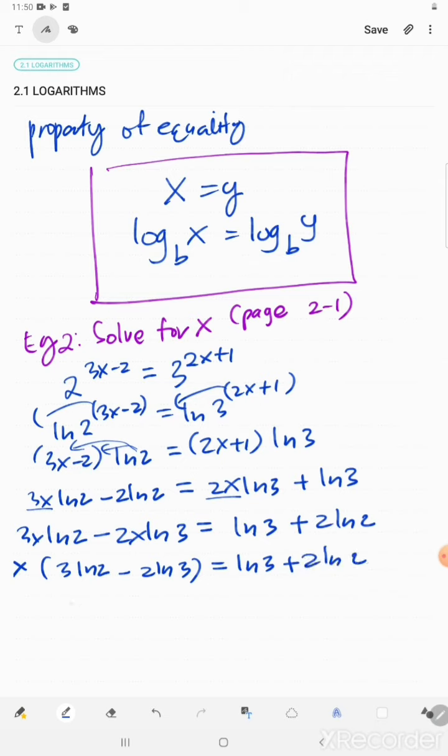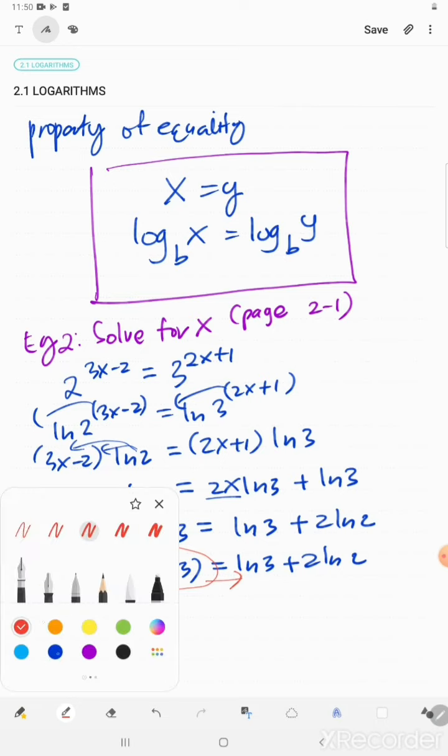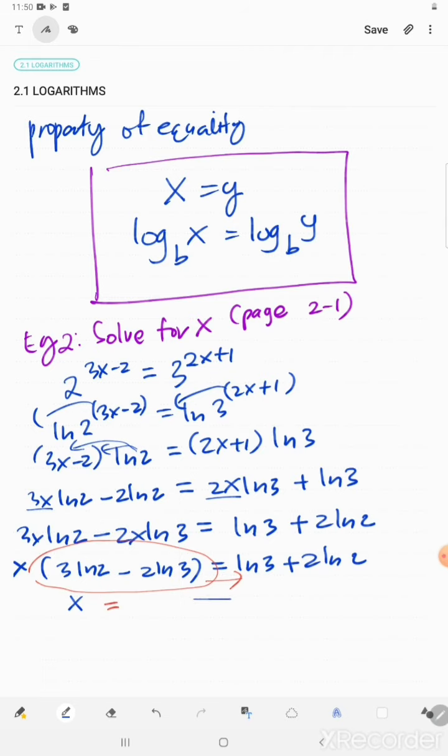Okay, to find the value of x, we bring all of the items here to the right side. So when we multiply, it becomes division. x equals ln 3 plus 2 ln 2 divided by all items 3 ln 2 minus 2 ln 3. Okay, so this is the answer for example 2.